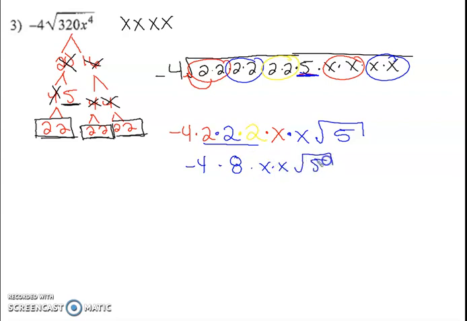I can still simplify that though, right? Negative 4 times 8 is negative 32. And what's x times x? X squared. Square root of 5. Okay?